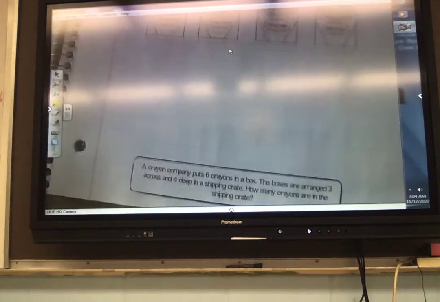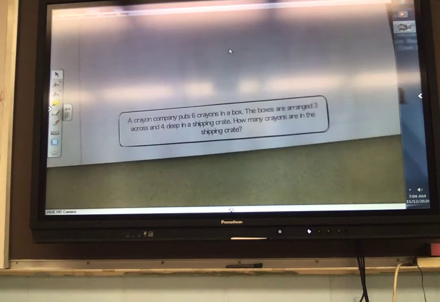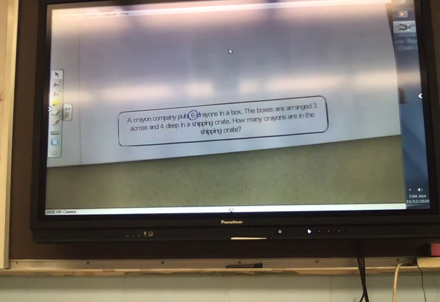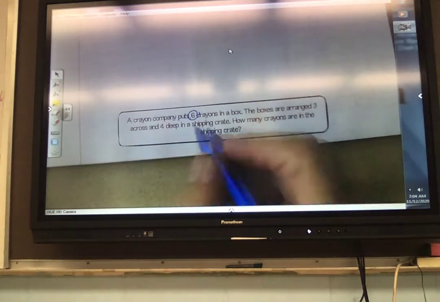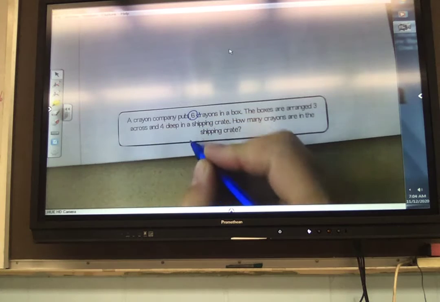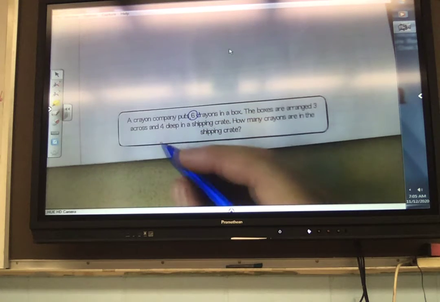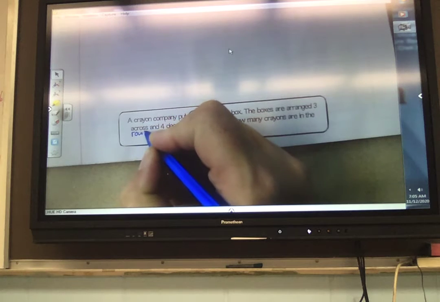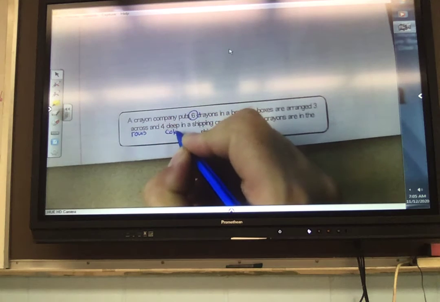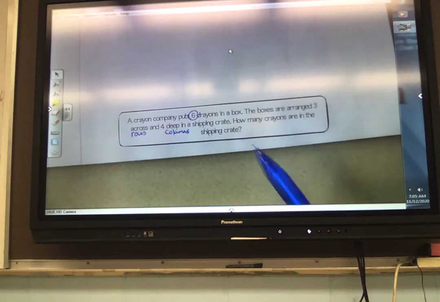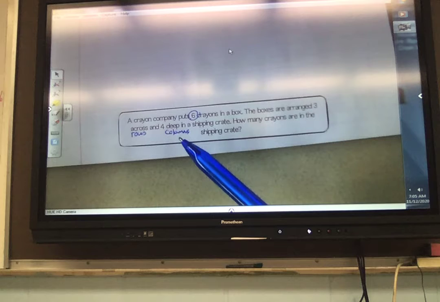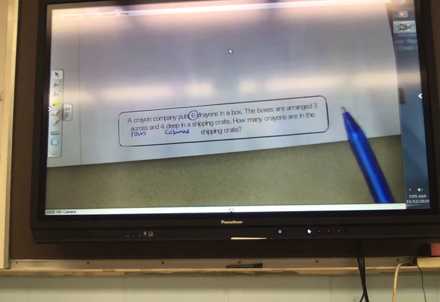Let me straighten my camera up. Okay. Our word problem says a crayon company put 6 crayons in a box. That's for one box. The boxes are arranged in 3 across and 4 deep. Now they kind of tricked us on this one because they used the word across and deep. And we've been used to seeing the word rows and columns. So I'm going to change that so I understand the problem a little better. They're arranged in 3 rows and 4 columns in a shipping crate. How many crayons are in the shipping crate?